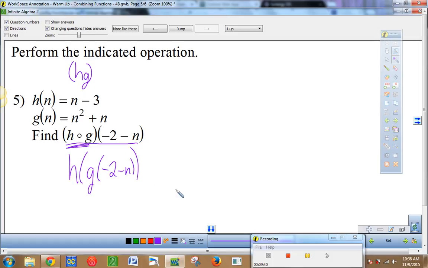Deep breath. What is the outer shell of this? H. H is your outer shell. H is just n minus 3. So what in that is going to get replaced with something? N. So I'm going to replace n with something, and then I'm just going to subtract 3 from it. That's all that means. What's the next shell? G. G is n squared plus n.